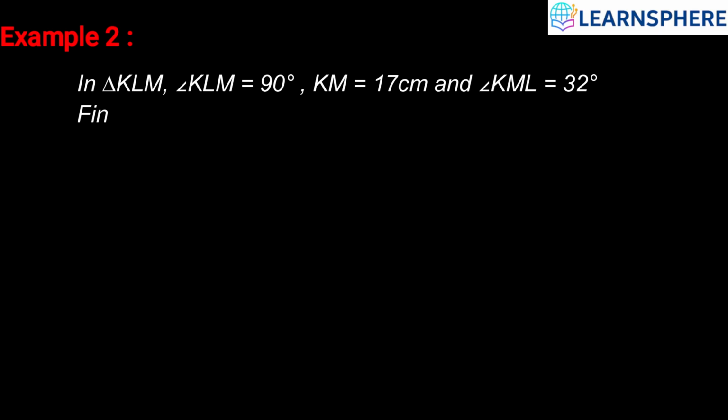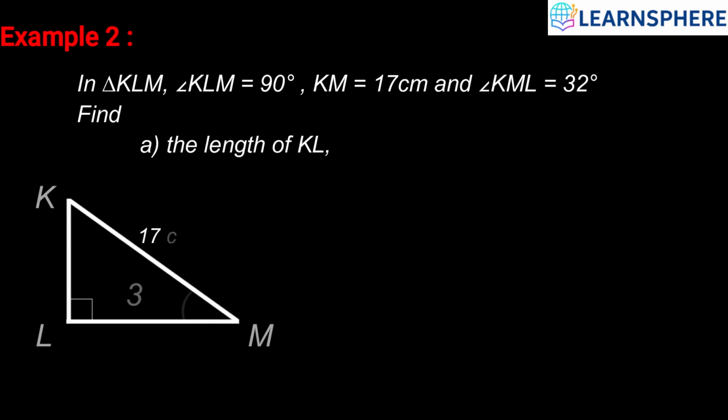For example 2, we have the question of, in the triangle KLM, angle KLM is 90 degrees, KM is 17 cm, and angle KML is 32 degrees. And we are asked to find, for part A, the length of KL, and for part B, the length of LM. Firstly, we can label the triangle and identify which side is opposite, adjacent, and which one is the hypotenuse.